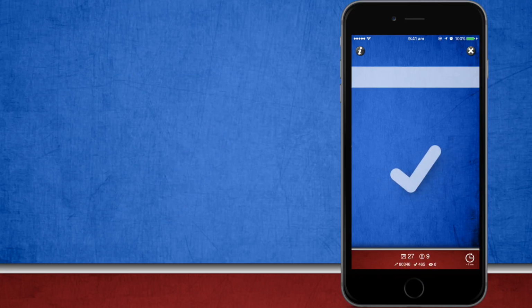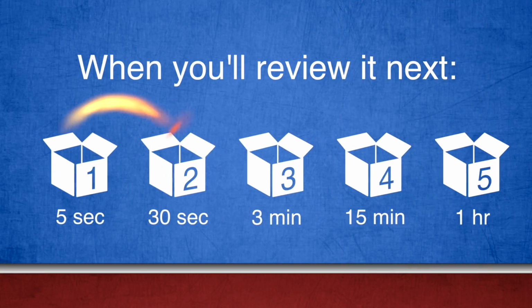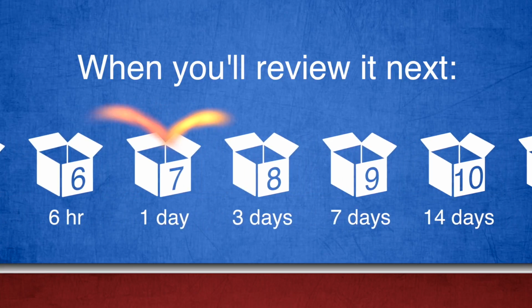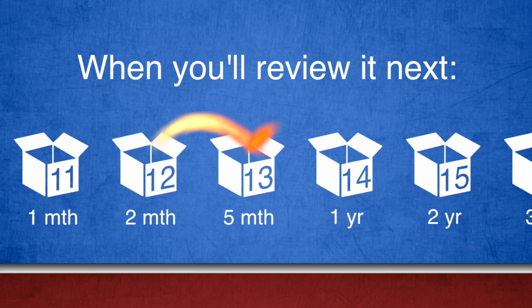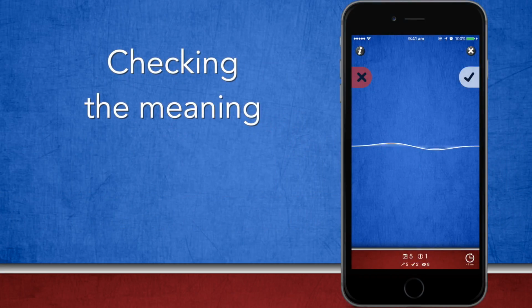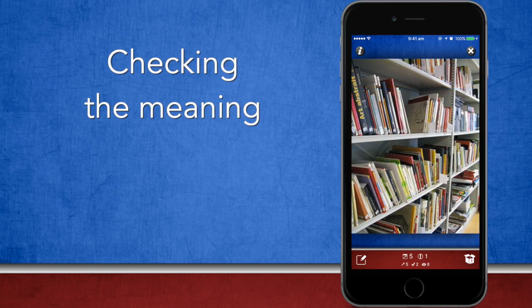Swipe right or tap the tick button if you're confident that you know the meaning, and that item will go into a higher box. Items in that box will stay fresh for a longer time. Later, when the item needs to be reviewed, it will turn stale and you'll be reminded of it again. If you don't know the meaning or you just want to check, swipe left or tap the cross button to see the meaning. Normally, items that you get wrong go back to box 1, so that you'll be able to review it several times quickly to learn it better.